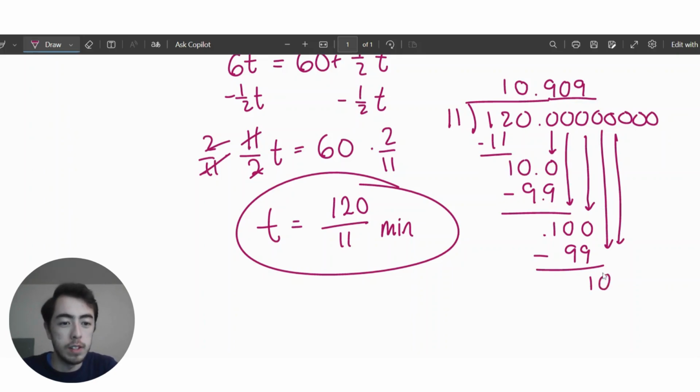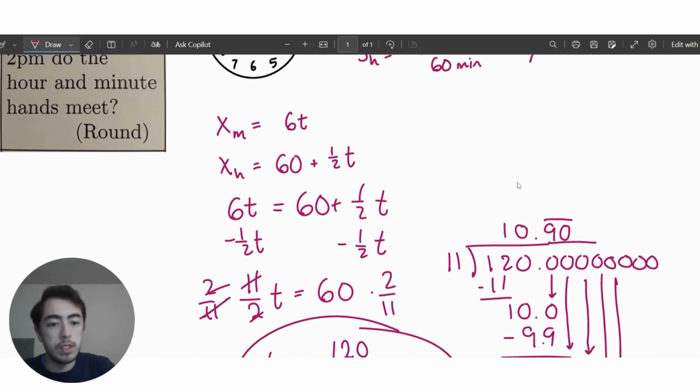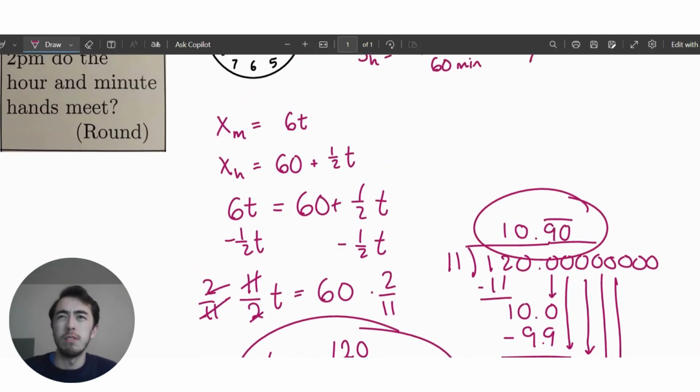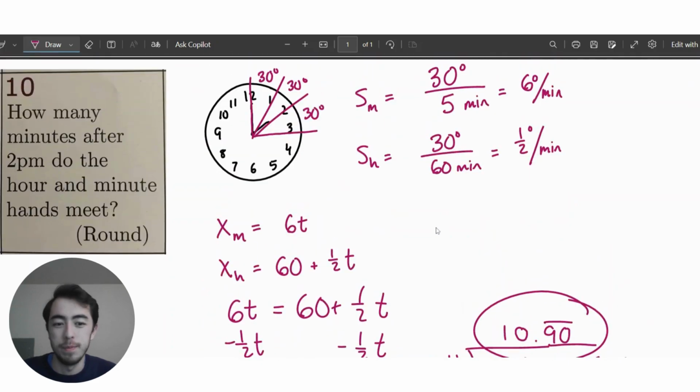Let's see, I'll bring down this 0, 11 doesn't fit, so I have to bring down the next 0, and then it's going to be another 9 times. So I could just say it repeats here, and I don't need to show all those numbers. That bar says that it'll go 909090 forever. So this is the exact minute, 10 minutes, 0.909090 minutes that these hands overlap.